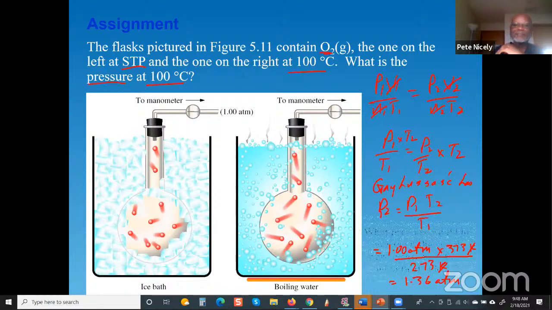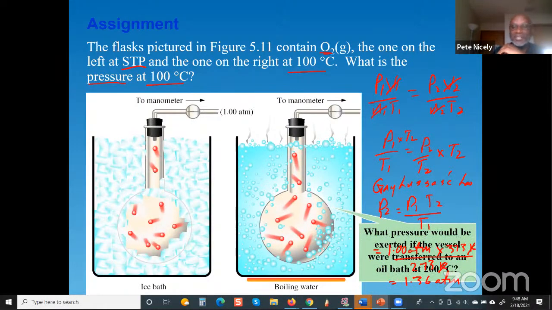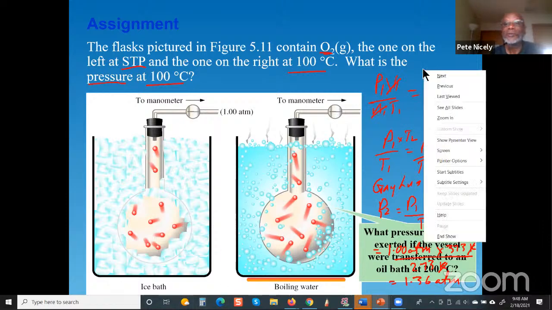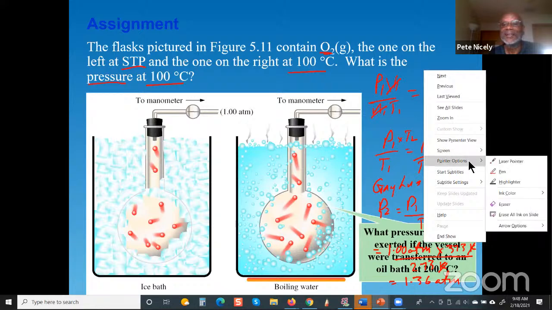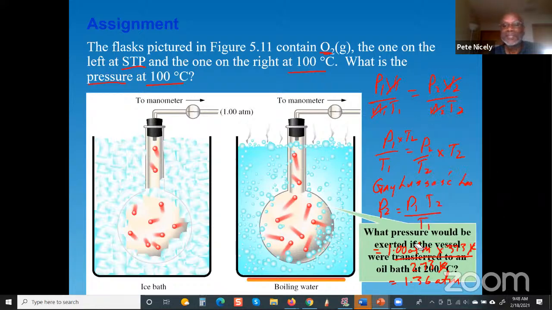Okay, moving along. Oh, there's a question here. So let me erase this to see what the question is asking. So the question says, what pressure would be exerted if the vessel was transferred to an oil bath at 200 degrees?